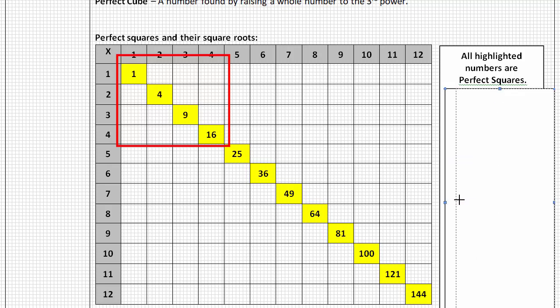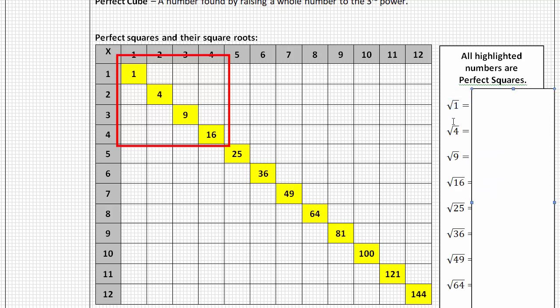Let's go ahead and have you find the square roots of some of these. Here I'm asking for the square root of 1, the square root of 4, the square root of 9, the square root of 16, on down to the square root of 64. Please go ahead, pausing the video if you need to, and copy this down into your math journal, into your notes, along with the answer. Then resume the video when you're ready to check your work with mine.